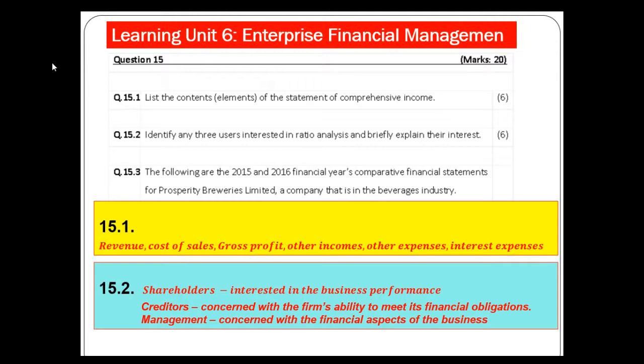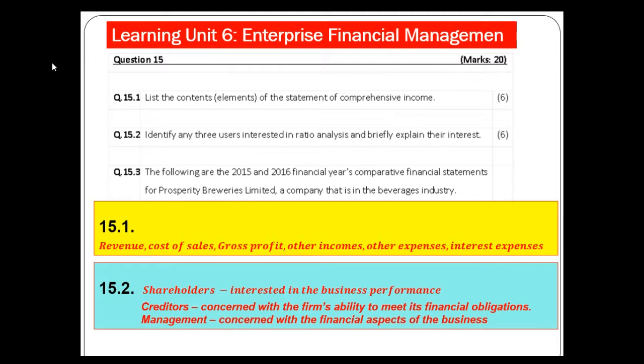What about the management? Remember, the management is concerned with the financial aspects of the business. They need to make sure that the business makes profit. Remember, management represents shareholders. So their main aim is to maximize the shareholders' wealth. So they need to make sure that the business operates effectively. So please make sure that you understand this.